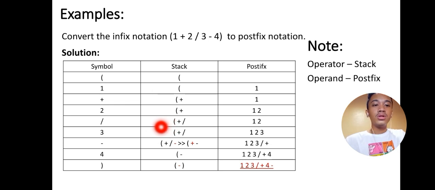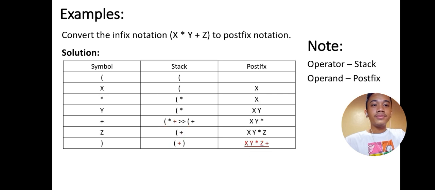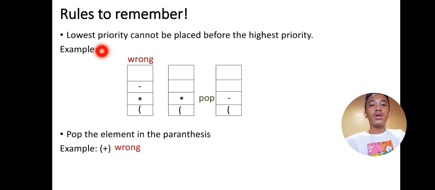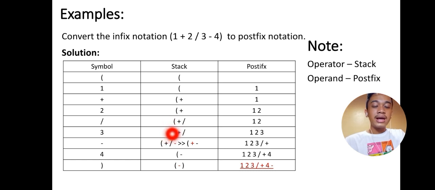Because according to the rule here, lowest priority cannot be placed before the highest priority. Since division is higher than the minus symbol, we need to pop the element that comes before the minus symbol, which is the division symbol. So we need to pop it here, and we need to transfer it to the postfix section. So we are not done yet. The next step is open parenthesis, plus and minus.